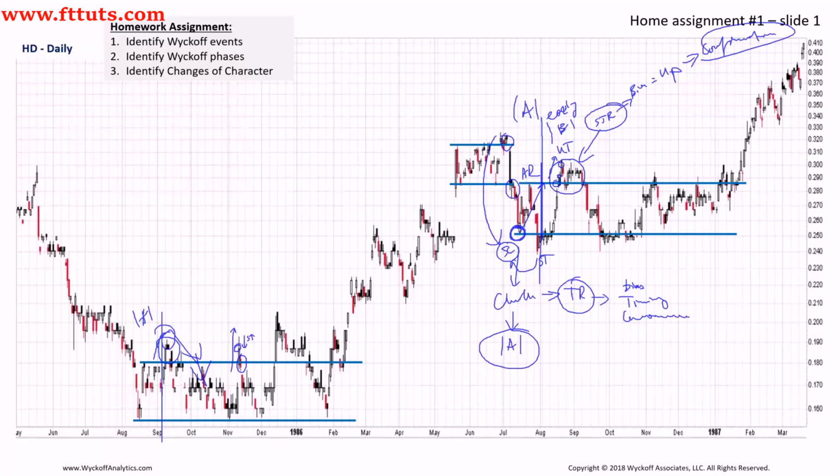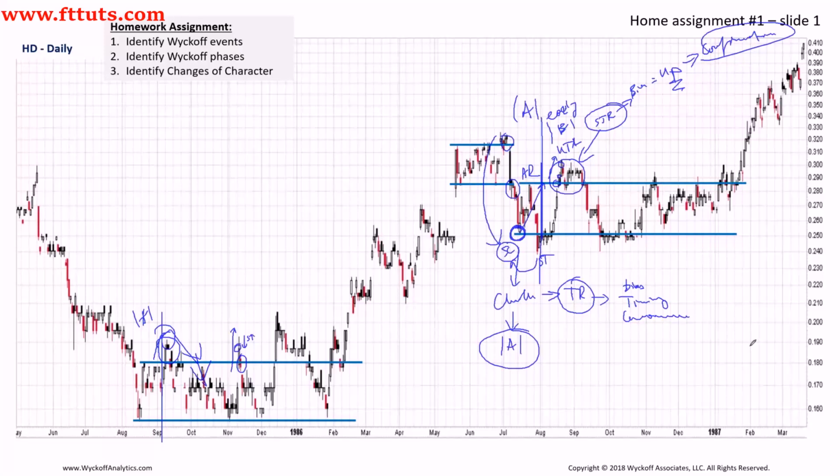Okay, great. So what's next? By the way, if this is biased to the upside, we would say that this is an upthrust action rather than an upthrust. Okay, well then, what's the next thing that catches your eye?